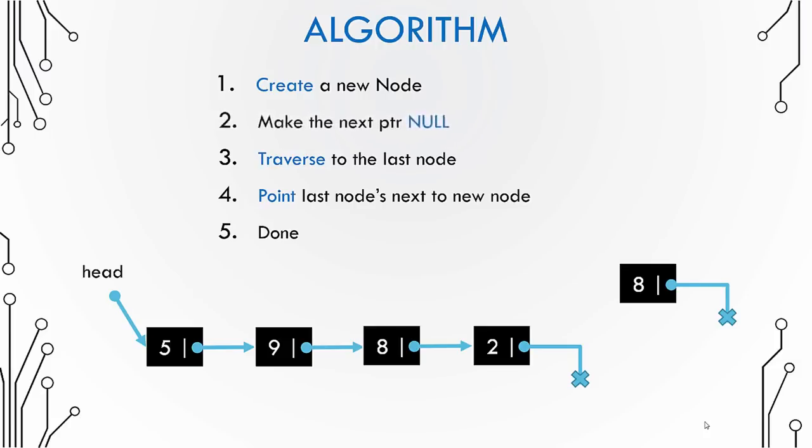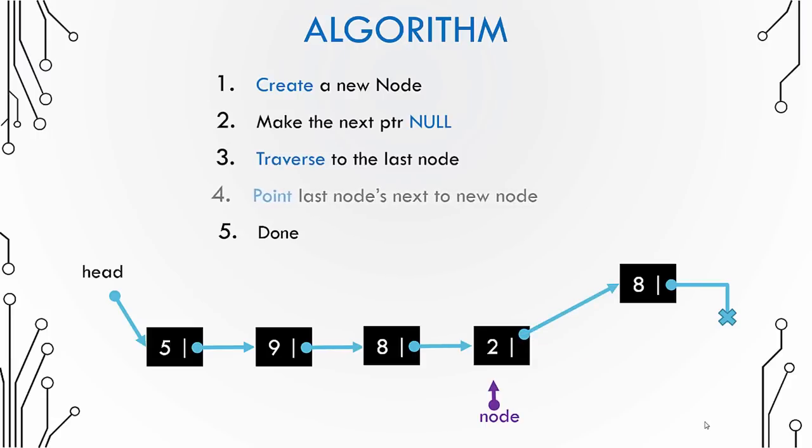Now, since you need to add this node to the end of the list, you need to traverse to the last node. Remember that there is no way to randomly access an element in a linked list. Hence, you need to traverse to the last node. Now, once you reach the last node, you can access its next pointer. So naturally, what you would do is point the next pointer of the last node to the newly created node. And that's it. You're done with creating a new node and then appending it to the linked list.